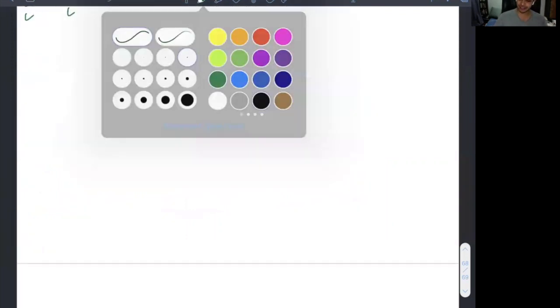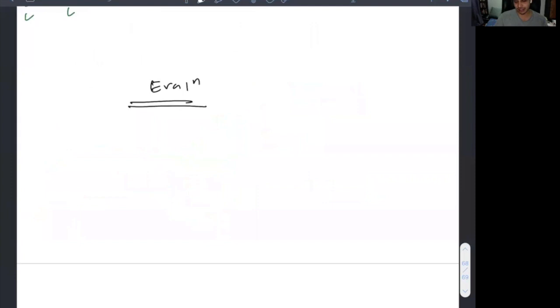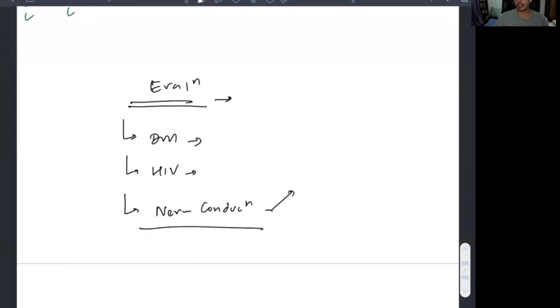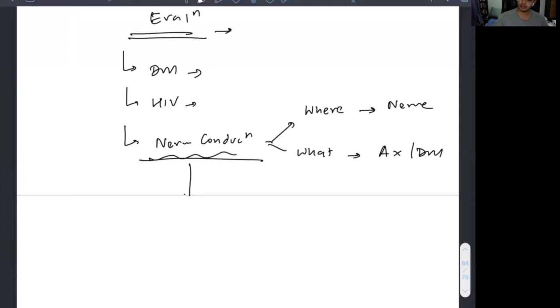Now let's talk about evaluation or investigation. It completely depends on the cause. The routine tests that you have to do for every neuropathy patient is you have to rule out diabetes mellitus, you have to rule out HIV, and you have to do a nerve conduction study. A nerve conduction study will help in both where is the lesion, because it will tell us which nerves are involved, and what is the lesion, because it will help in differentiating axonal versus demyelinating. And then depending on this, we will go for specific tests.